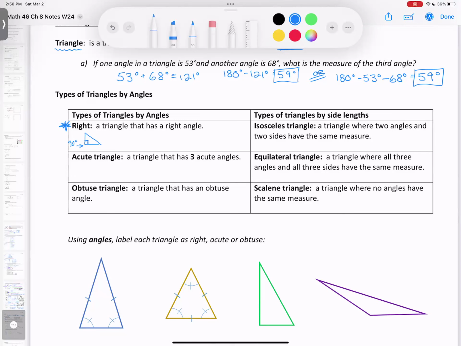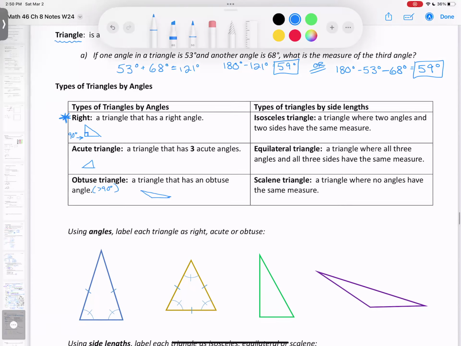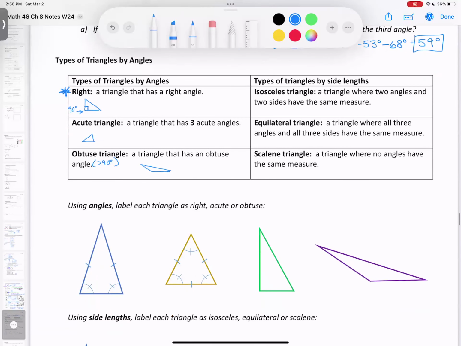An acute triangle is going to be a little cute one where all of the angles are less than 90 degrees. So something like this. Okay, an obtuse triangle is one that has an obtuse angle. So remember, obtuse angle means greater than 90 degrees. So that's going to have a really fat angle like this. Okay. Let's stop there. Let's take a look down below.